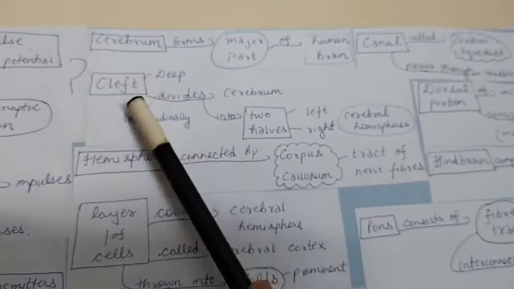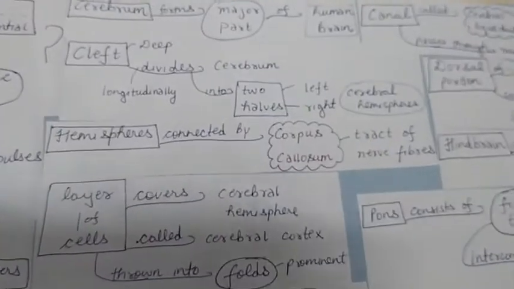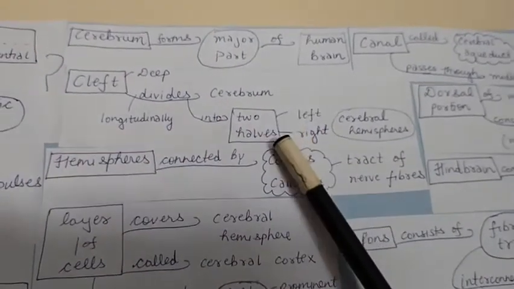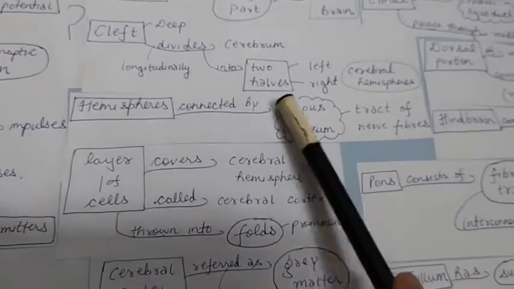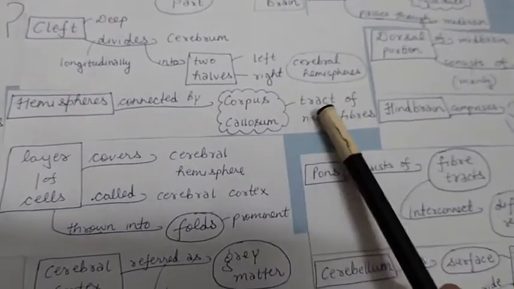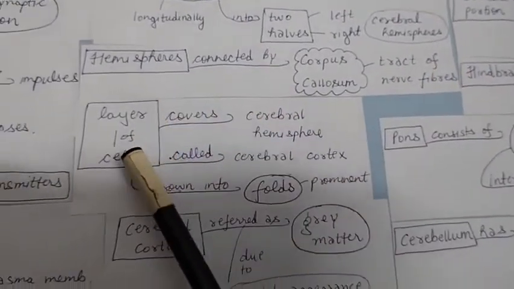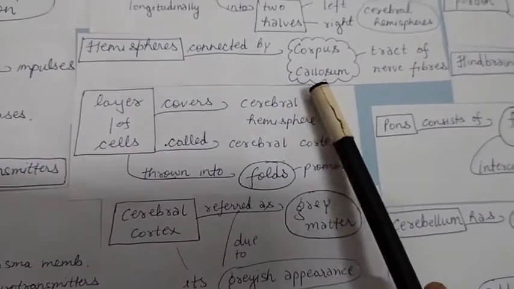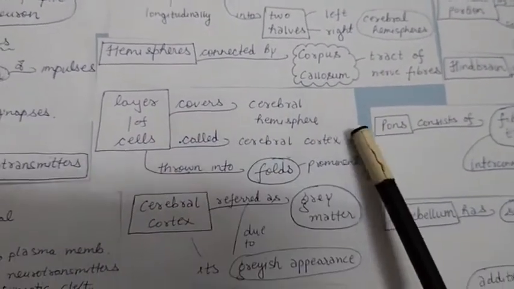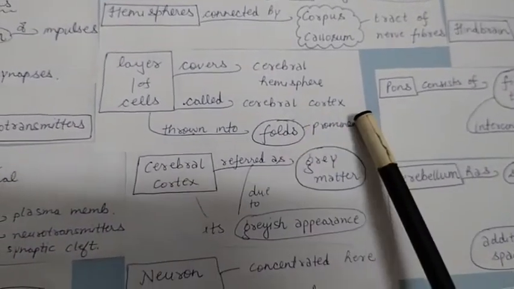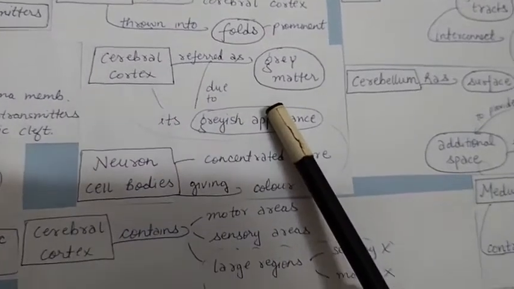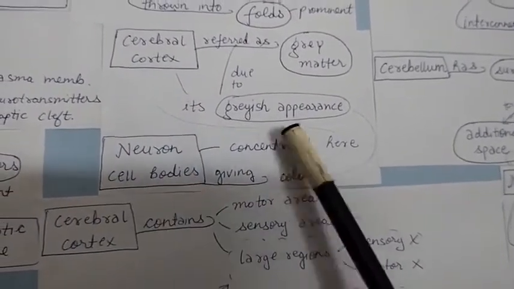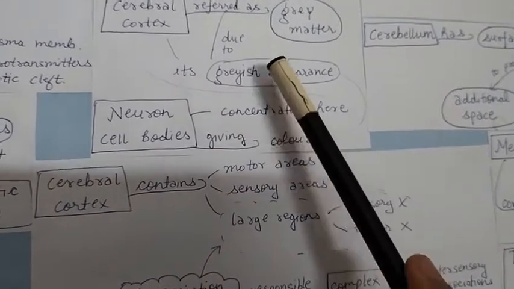The cerebrum forms the major part of the human brain. A deep cleft divides the cerebrum longitudinally into two halves, the left and right cerebral hemispheres. These hemispheres are connected by the corpus callosum. It is a tract of nerve fibers. A layer of cells covers the cerebral hemisphere, and this is called the cerebral cortex. It is thrown into prominent folds. The cerebral cortex is referred to as grey matter due to its greyish appearance. Neuron cell bodies are concentrated here, giving it this grey color.